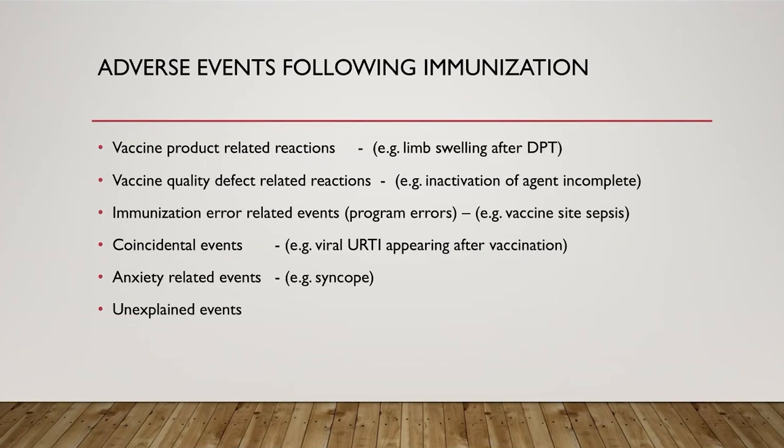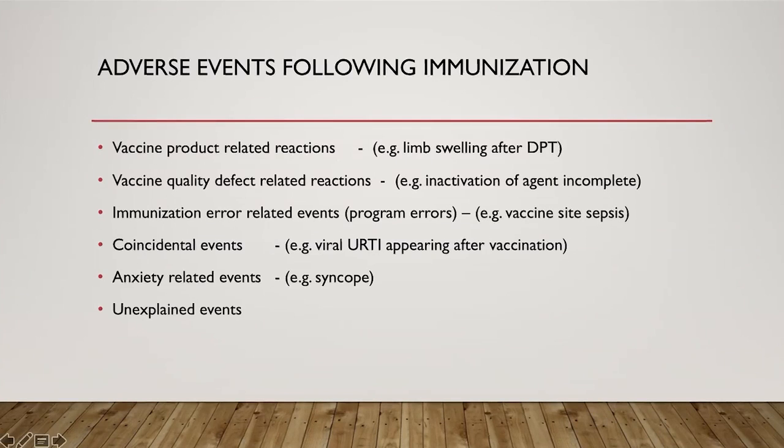Then we come to the final part of our lecture. What are the adverse events following immunization? There are vaccine product related reactions. Adverse events following immunization means any unwanted event following immunization. There are 6 types of adverse events following immunization.